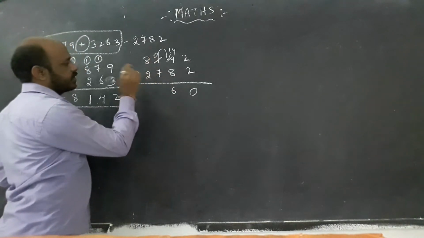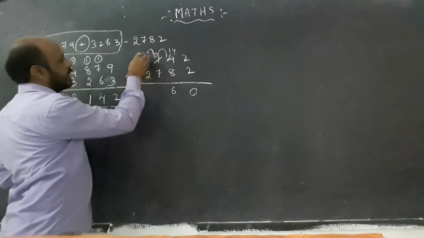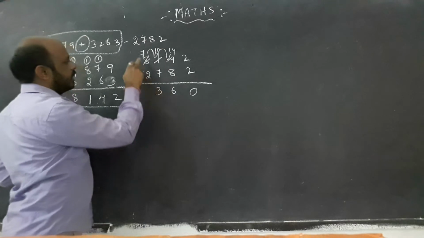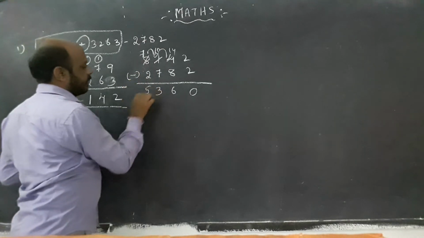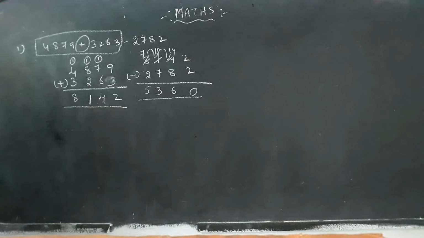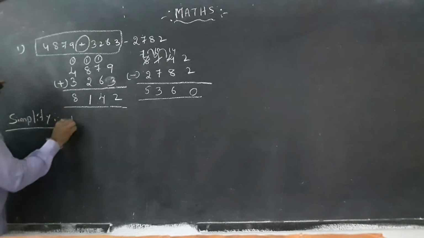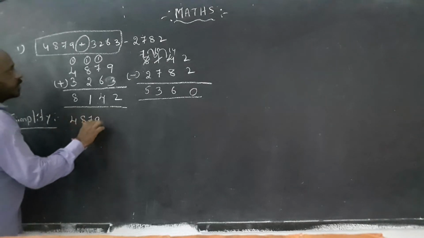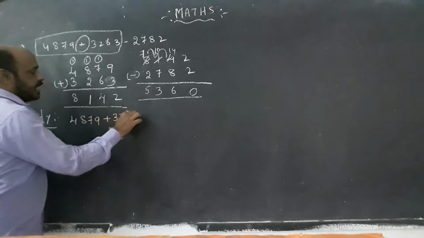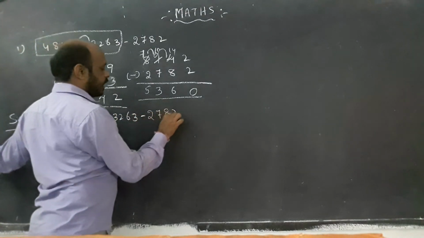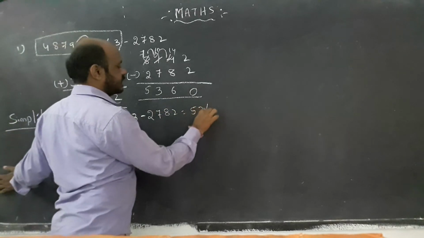Again, 0 minus 7 can't go. Take a borrow from 8. 8 becomes 7, 0 becomes 10. 10 minus 7 is 3. 7 minus 2 is 5. How much did we get? 5360. Whenever we simplify, applying addition and subtraction both together, we get the answer: 5360.